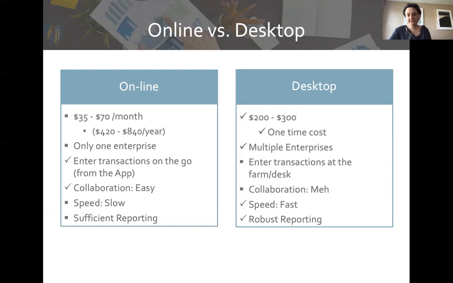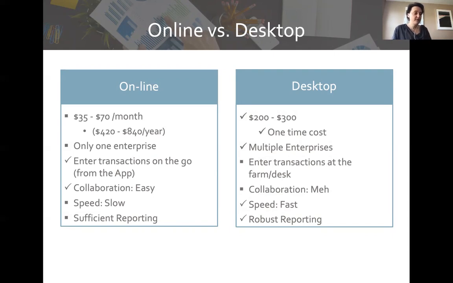So I'll give you an example in my personal life. Obviously I have my business, the farmer's office. I also have a separate company, a different enterprise for my personal finances. So I keep my personal and my business finances separate. So I can have separate companies. And I also manage my parents' financials. So I have a separate company for them.